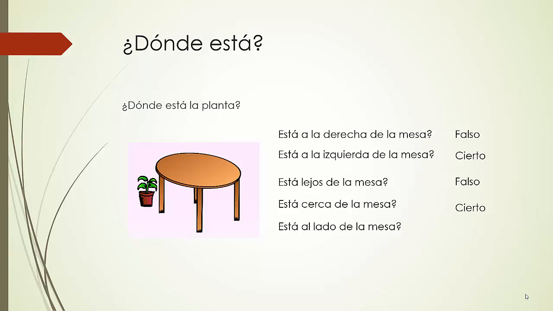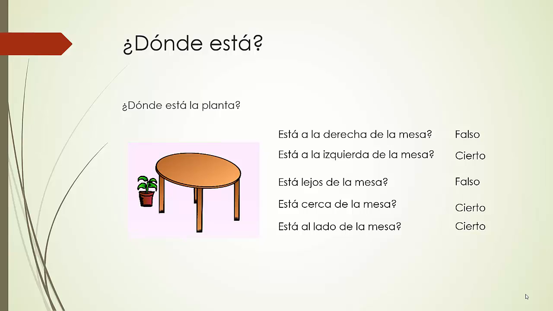¿Cierto o falso? Cierto. Al lado is next to. So that one is true. And I think a minute ago I just said cerca is next to. Cerca actually means close to. So lejos, far, cerca, close, al lado, next to.